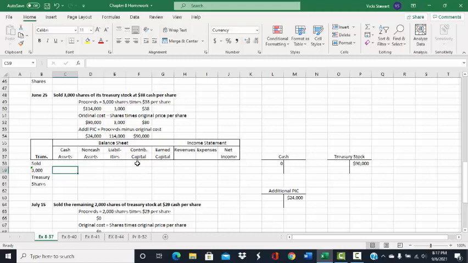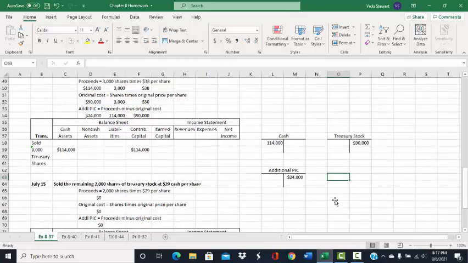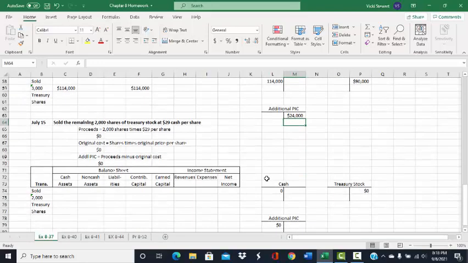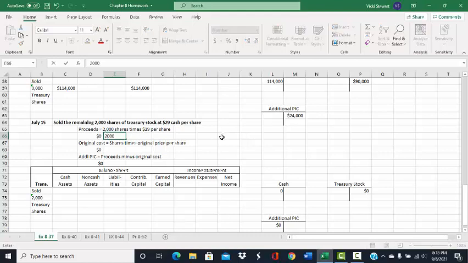And on the financial statement effects templates, we would increase cash by $114,000 and we would increase contributed capital by the same amount. When we look at our T accounts, we would have a debit to cash for $114,000, a credit to treasury stock for $90,000, and a credit to additional paid-in capital for $24,000. On July 15th, we sold the remaining 2,000 shares of treasury stock at $29 per share. So to determine the proceeds, we take 2,000 shares and we multiply it by the $29 per share, and we get $58,000.